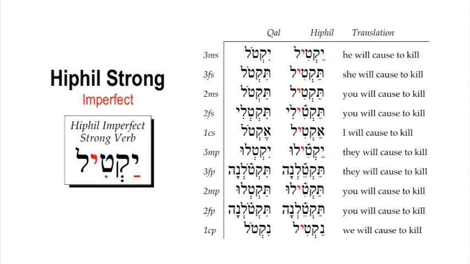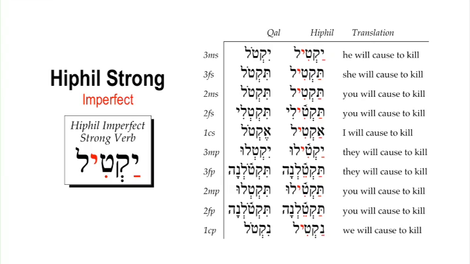Next we're going to move to the Hiphil imperfect. The Hiphil imperfect. Look at your screen. On the left side of your screen you're going to see the box for the Hiphil imperfect strong verb, and you're going to see two vowels that function as the diagnostic features for the Hiphil imperfect strong verb. Underneath the preformative consonant yod in the box, you'll see a patach. That patach preformative vowel is a diagnostic feature of the Hiphil stem.